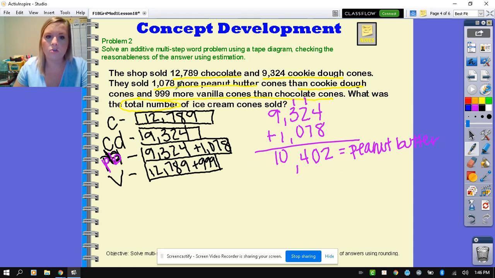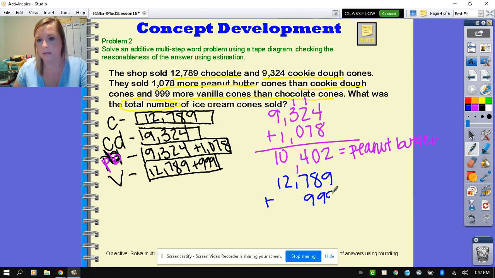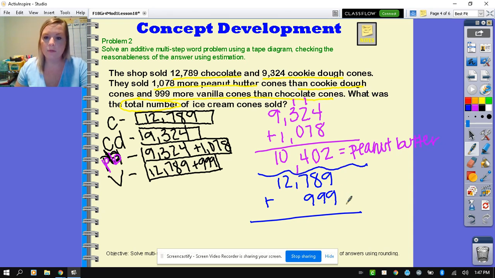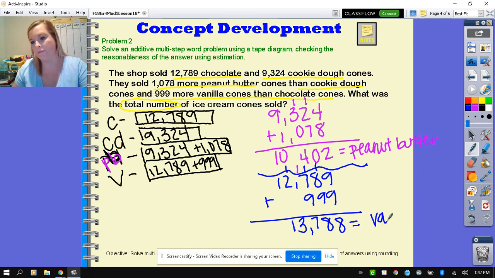Now I'm going to come in and solve how many vanilla cones they sold. So it says that there were 999 more vanilla cones than chocolate cones. Well, chocolate had 12,789 plus our 999. I'm sorry, I should have put a barrier there. Those are two different problems. Okay, 9 plus 9 is 18. 9 plus 8 plus 1 is the same, so 18. 9 plus 1 is 10 plus 7 is 17. And we have 2 plus 1, which is 3. And 1 plus nothing is 1. So 13,788 is the amount of vanilla cones that we have.